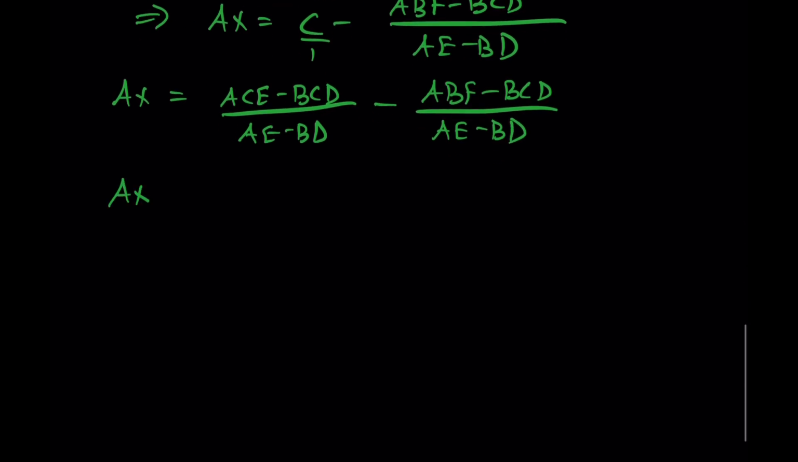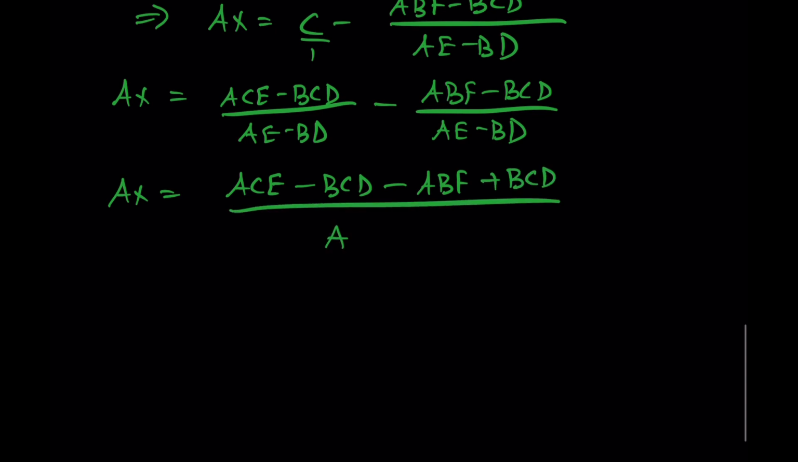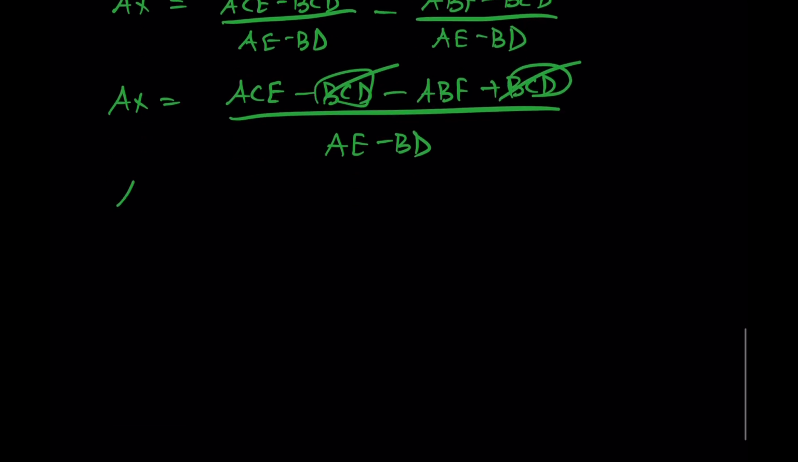So we get ax is equal to ace minus bcd minus abf minus a minus, so plus bcd over ae minus bd. Let's simplify. So here's a negative bcd. Here's a positive, so those go away. So we get ax is equal to ace minus abf over ae minus bd.